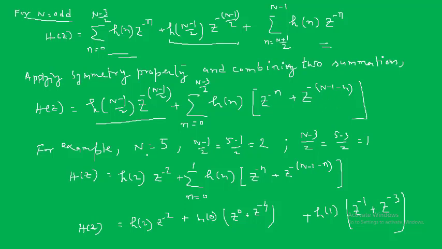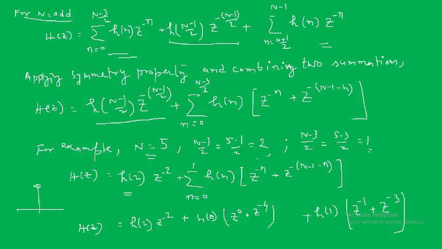So for example, if we have n equal to 5, then (n minus 1) by 2 is 2 and (n minus 3) by 2 is 1. So that means H of z, there we have h of 2, that is the middle point, and summing up n equal to 0 to 1 h of n, this thing. And if we further expand this, we get h of 2 z to the power minus 2 plus h of 0 z to the power 0, that is 1 z to the power minus 4. So it is symmetric about some axis.